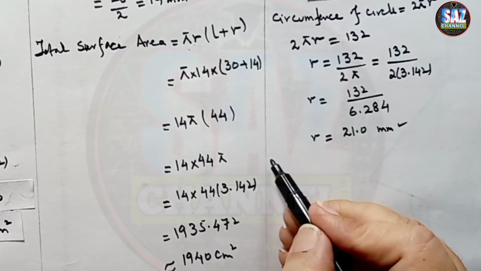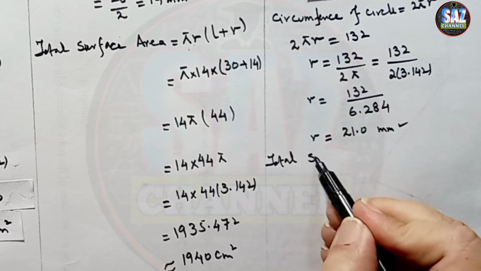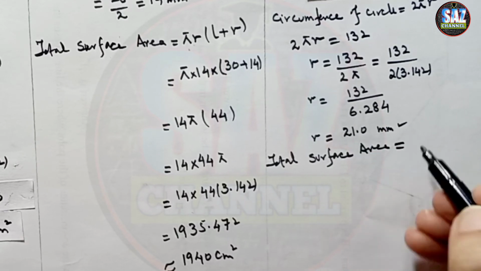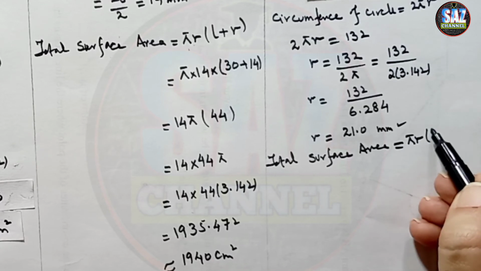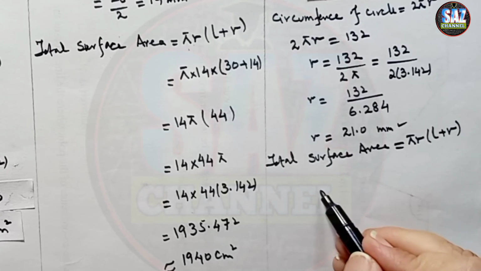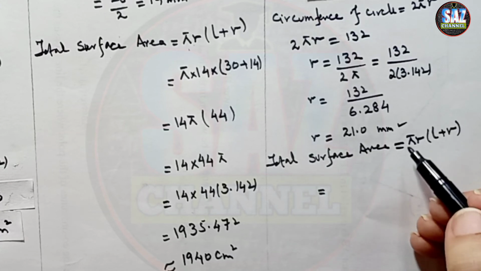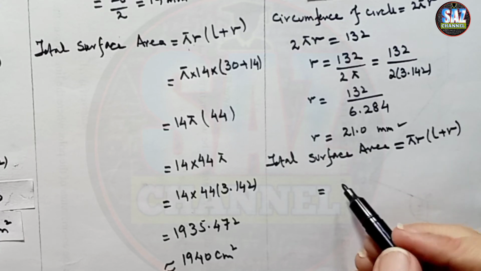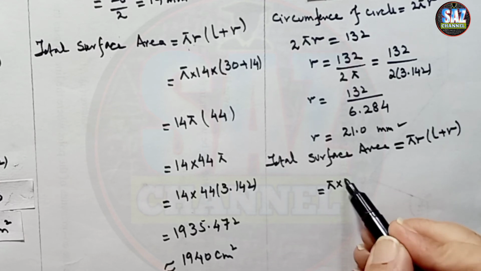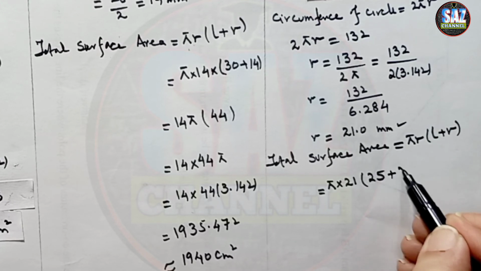And now the actual requirement of the question: total surface area equals pi r into L plus r. Always support your working with the formula so that the examiner can understand your working easily. Let me move to this side, but you must follow these equal signs. Your calculation must come in vertical format. Okay, this is pi, and radius is 21 and slant height is 25 plus radius 21.